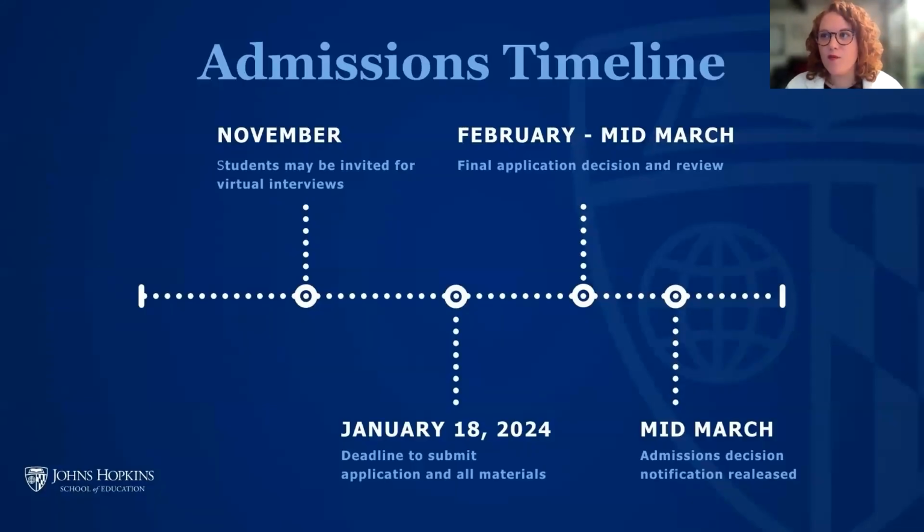For this program, we'll go over the admissions timeline. So like I said, the application is available right now. For our students who have a complete application, you may be invited for virtual interviews starting in the month of November. The official application deadline is January 18th. That's the deadline to submit your application and have all of those extra materials to us. The application decision and review process for the program starts in February and goes to mid-March, and then in mid-March, the admission decision notifications are released.